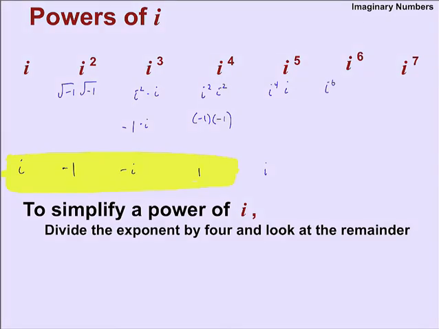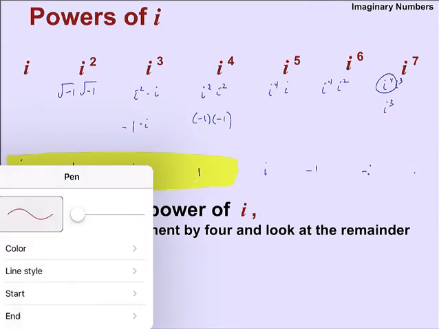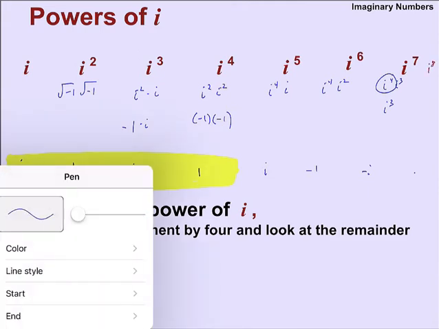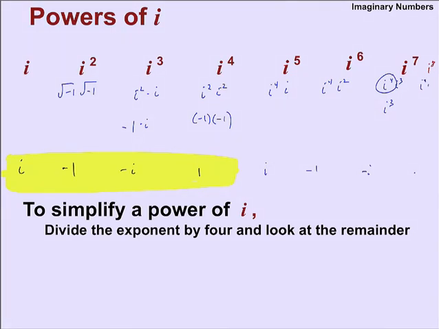And I to the 6th is I to the 4th times I squared, which is just 1 times negative 1. I to the 7th is I to the 4th times I cubed. And again, that I to the 4th just goes away because it's 1. So we're just left with I cubed, which is negative I. I'm not sure why I don't have it on here, but if we would go one step further, I to the 8th is I to the 4th times I to the 4th, which is just 1 times 1.